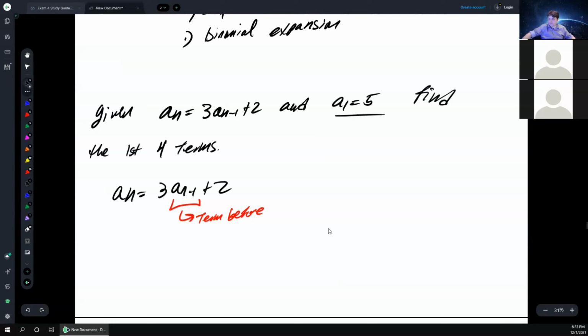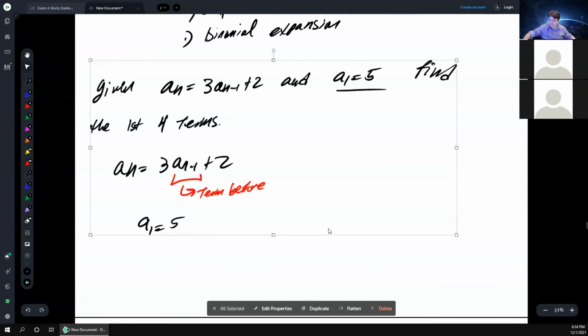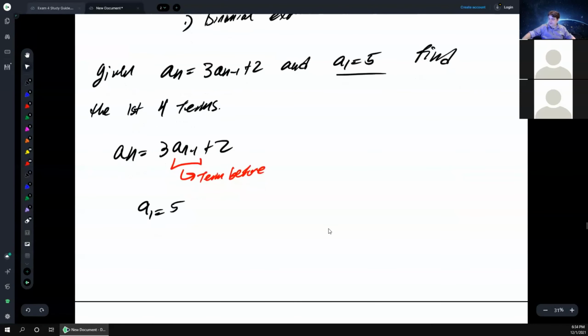So we have our first term given to us, so we're only looking for the first four, so we have a1 equals 5. Whereas a2 says we take 3 times something plus 2. Well, what that something's going to be is the 5 from the previous term. So that's going to be 15 plus 2, which gives us a total of 17.